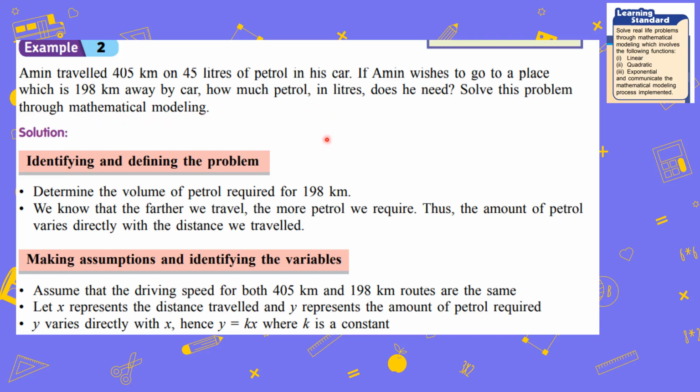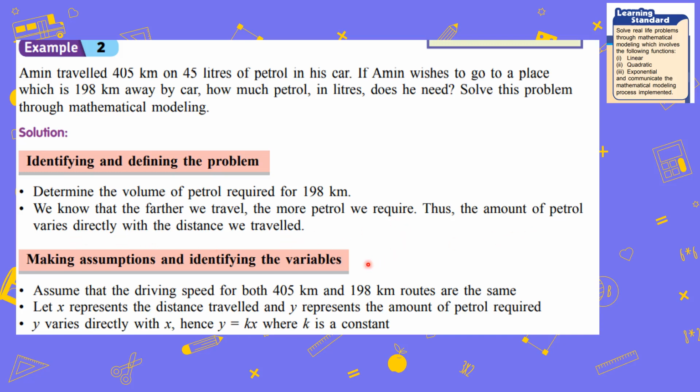We begin with the first step, to identify and define the problem. So we know that in this question we need to determine the volume of petrol required for 198 kilometers. And we also know that the farther we travel, the more petrol we require. So the amount of petrol varies directly with the distance we travel.